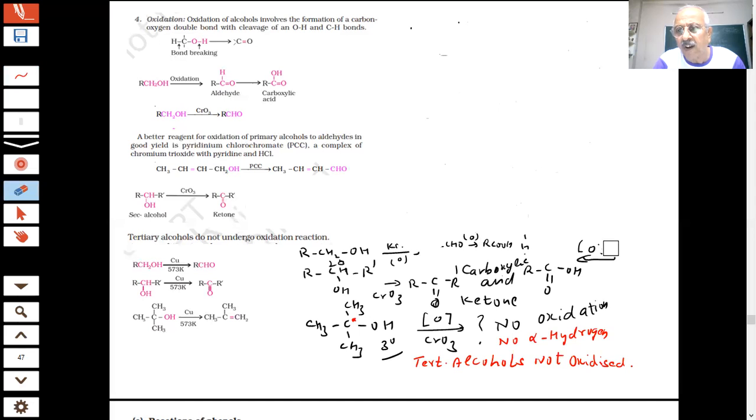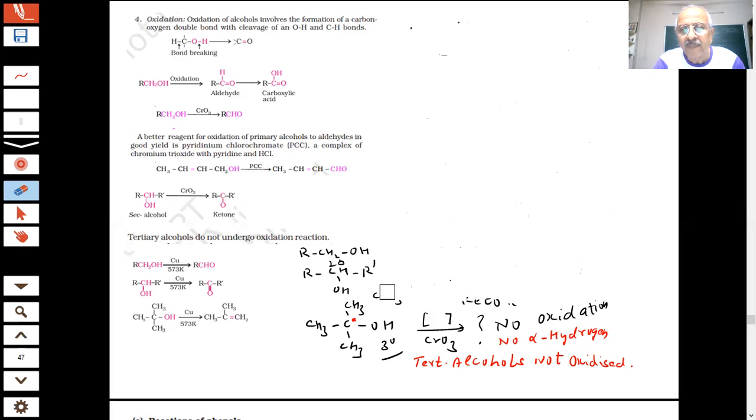Primary alcohols on oxidation give you aldehydes, which can be further oxidized to carboxylic acid if the oxidizing agent is strong. Secondary alcohol will always give you ketones, students, if a question is given in the paper. And tertiary alcohols are not oxidized because there is no alpha hydrogen. Is it clear? Yes, sir. Okay, very good.